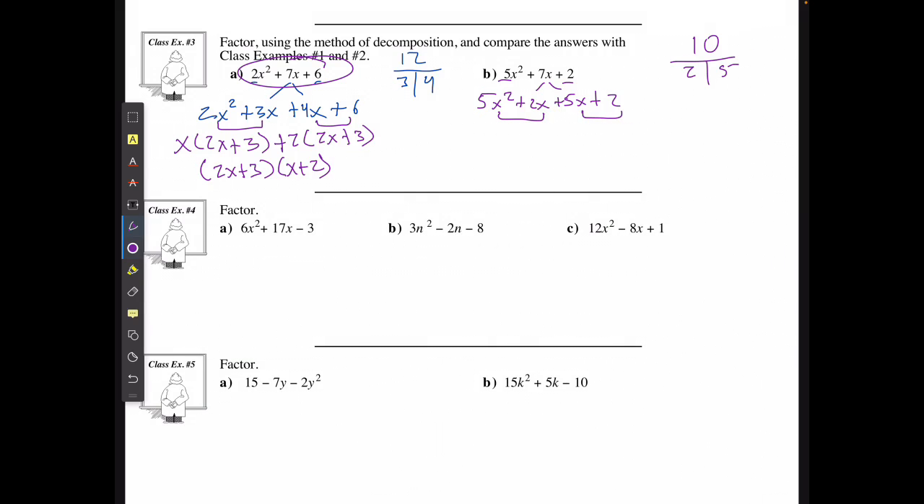The only thing I can divide both the first two terms by is x. And I'm left with 5x plus 2. The second two don't have a common factor, but you can see that 5x plus 2 already matches what's in the brackets. So I'm just going to say I can divide this by positive 1 and be left with 5x plus 2. Anything is divisible by 1. So I'm going to have 5x plus 2 and x plus 1. And there's my factored form.